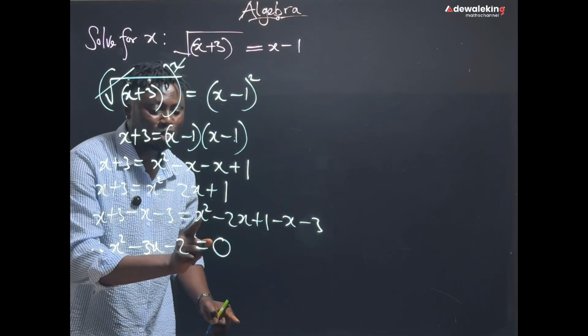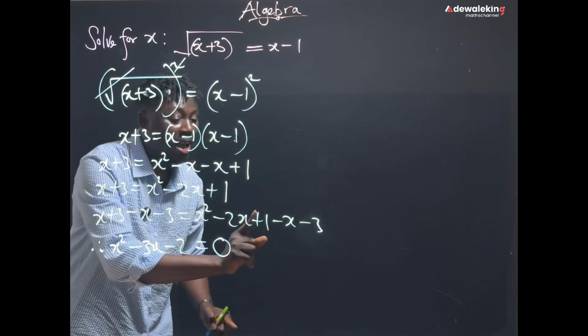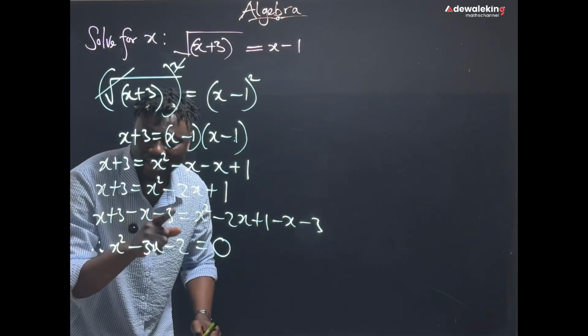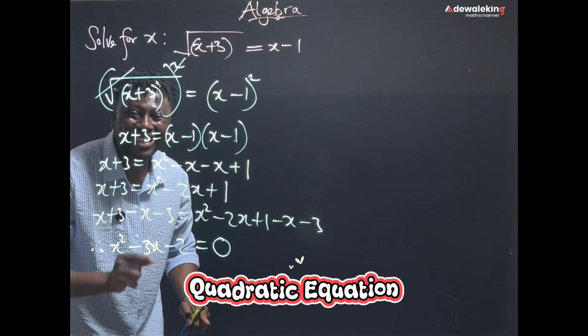So we have x squared, minus 2x minus x is minus 3x, and plus 1 minus 3 is minus 2, which everything here becomes 0. So we have a quadratic equation.